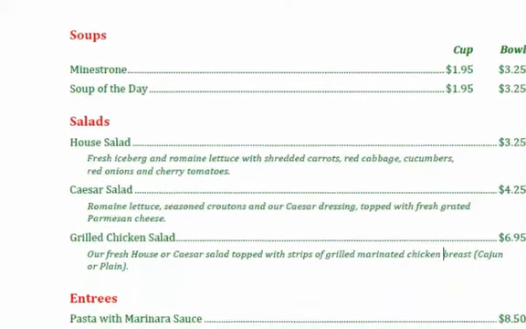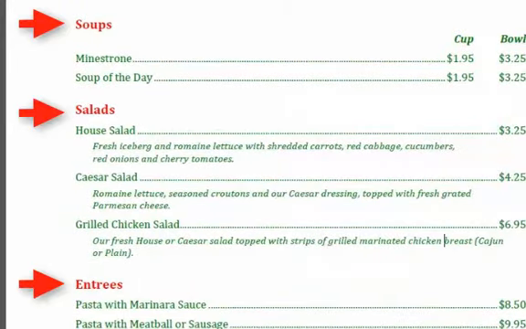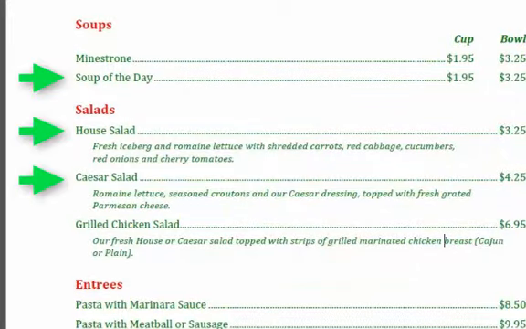But some of these other items are going to repeat. You can see soups, salads, and entrees, they repeat, so we're going to save that as a style. And that'll be called something like heading. Then we also have items. Minestrone, soup of the day, house salad, Caesar salad, grilled chicken salad. The actual items with the price that's following them is going to be your item.